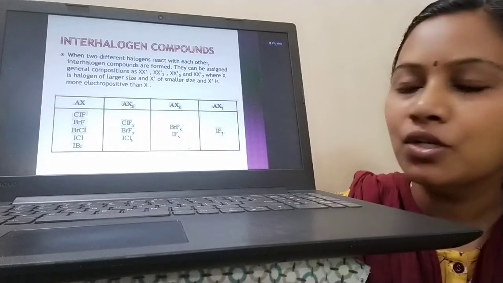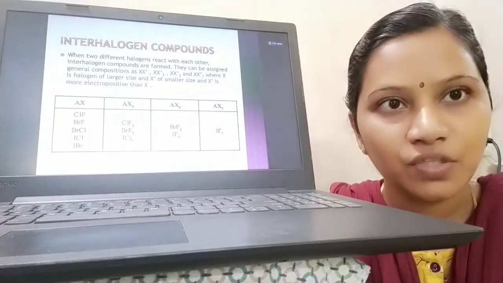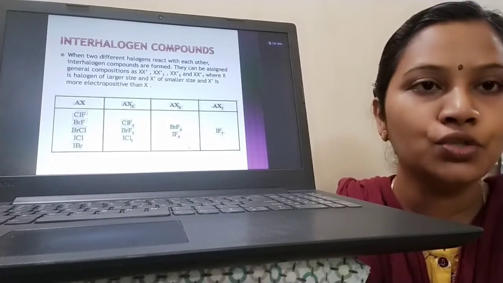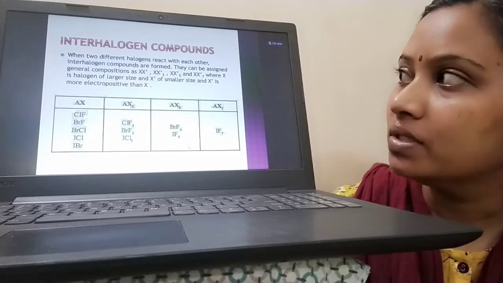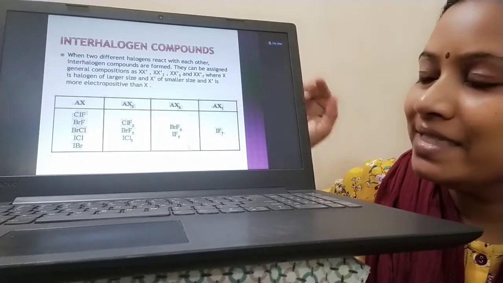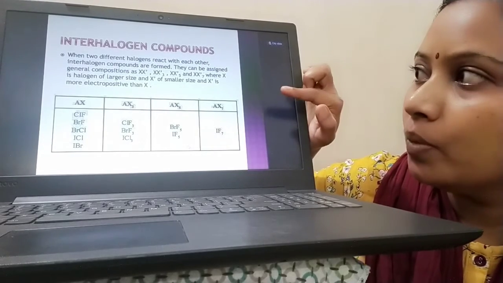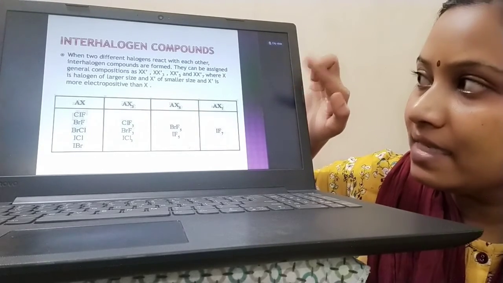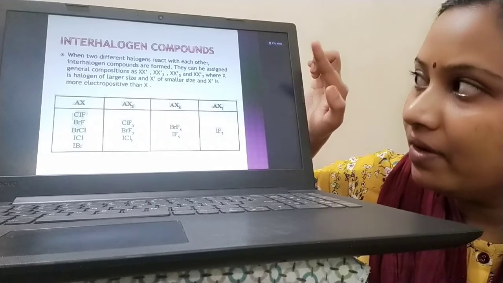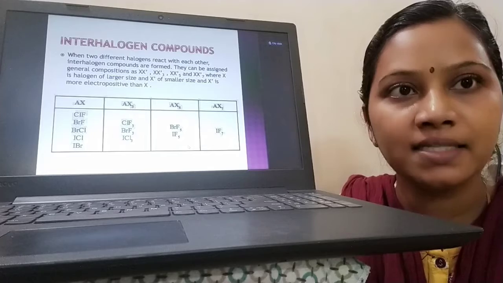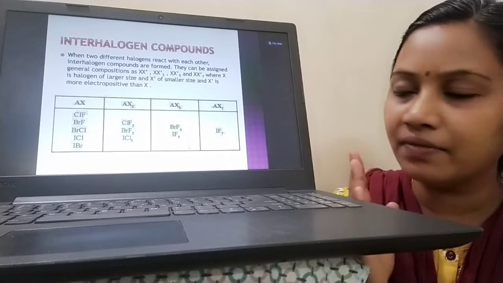Now the interhalogen compounds, which we have already seen, are formed when a halogen reacts with another halogen. For example, I am going to designate the interhalogen compounds as XX', XX'3, XX'5, XX'7. Why? Because their oxidation states exist between +1 to +7.